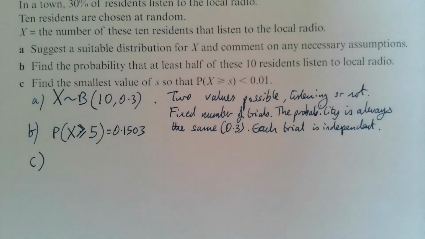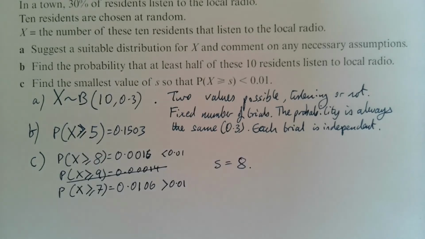Find the smallest value of s so that the probability of x being greater than or equal to s gives us a probability of less than 1%. So again, it's a little bit of trial and error. So go for it however you want to do it. You're about to see my results the way that I get there.